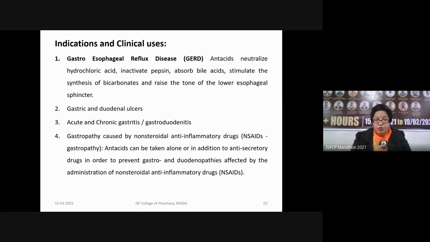तो एंटासिड्स क्या करते हैं, they can be taken alone and in addition to the antisecretory drugs in order to prevent gastro and duodenopathies affected by the administration of NSAIDs. तो ये उस इफेक्ट को भी हेल्प करता है। कई बार चॉइस नहीं होती तो हमें नॉन सिलेक्टिव NSAIDs लेने पड़ते हैं, but what should be preferred? अगर इन्फ्लामेशन है, अगर कहीं पेन है, तो we should go for COX-2 inhibitors selectively.